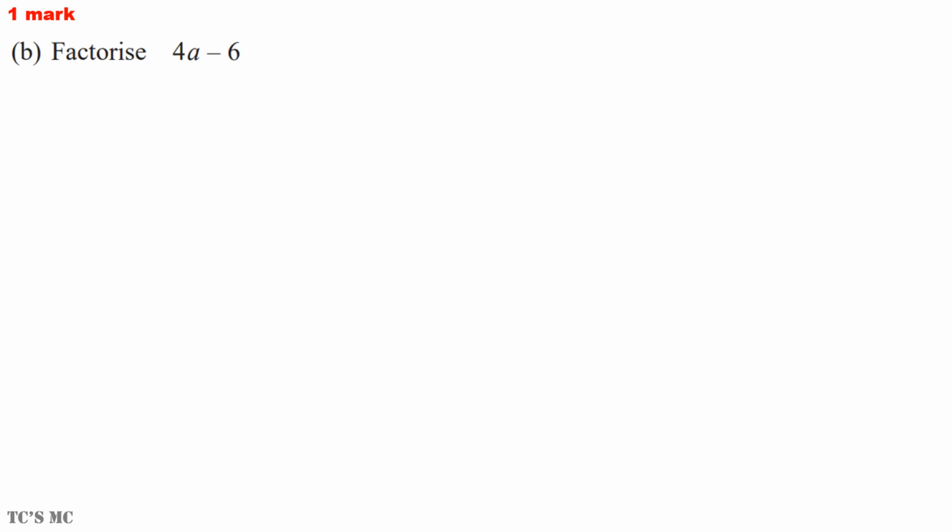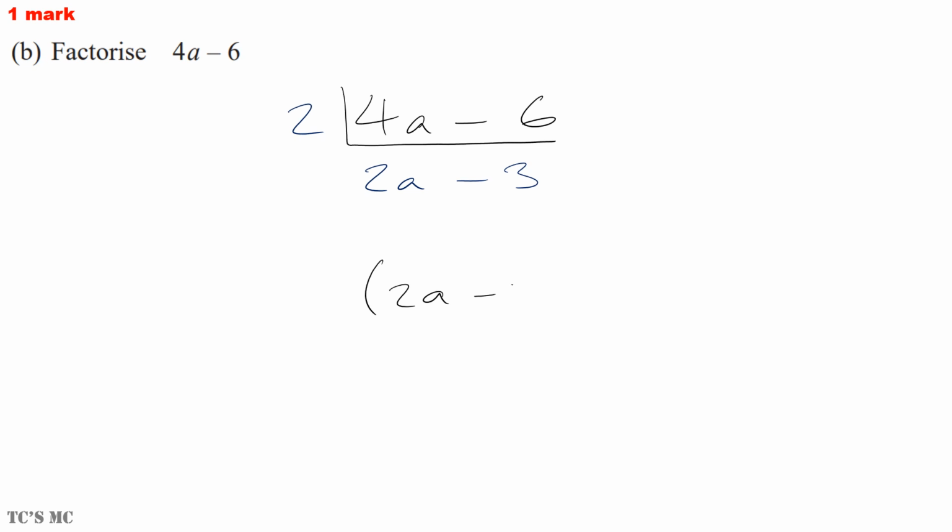Factorize 4a subtract 6. I like to use the upside down bus stop method. We need to think of a common factor of 4a and negative 6. We can use 2. 4a divided by 2 is 2a. Negative 6 divided by 2 is negative 3. The only common factor of 2a and negative 3 is 1, so now we can stop with the upside down bus stop. The inside of the bracket is 2a subtract 3.